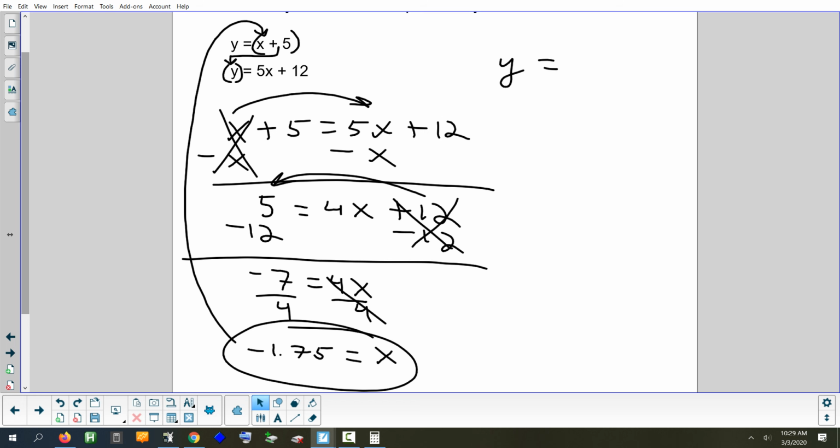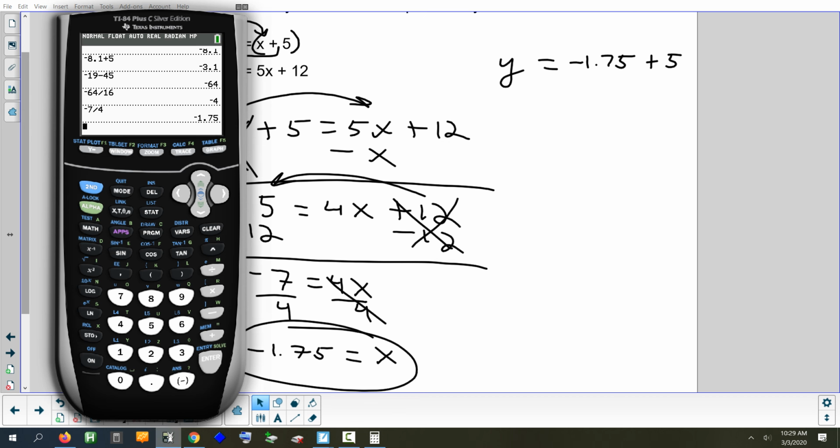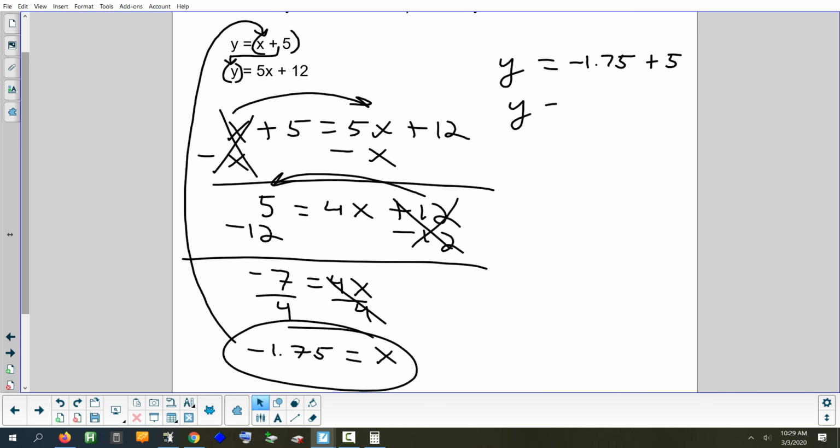So, y equals -1.75 plus 5. Wait, let's just see what we get. -1.75 plus 5. Okay, I don't want to deal with the decimals by hand. So y is how much? 3.25.